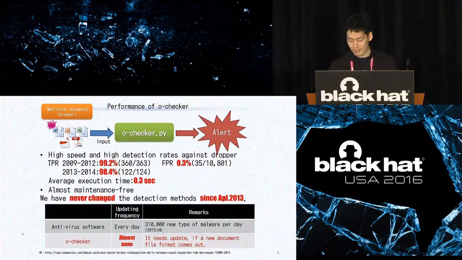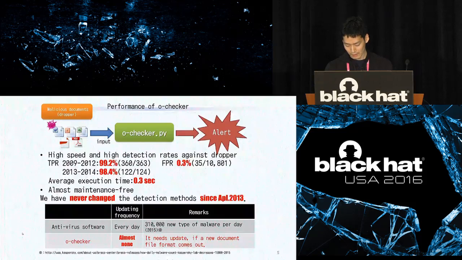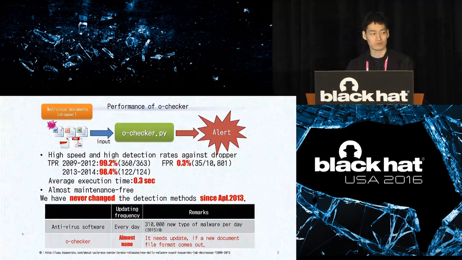Now, let me talk about the overview of O-Checker. O-Checker is a document malware detection tool, but its target is limited to droppers. One of the benefits of O-Checker is that it can detect document malware without executing malicious code. So it is safe to use. And the result is independent of analysis environment. O-Checker focuses on the deviation from document file format specification. The specifications are stable and available in open source. O-Checker can detect document malware with a fairly high rate.